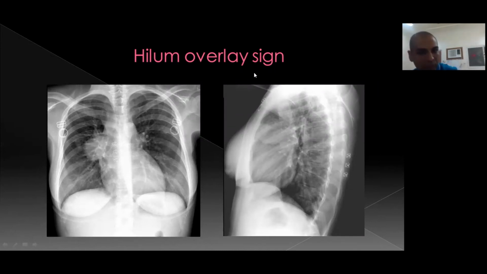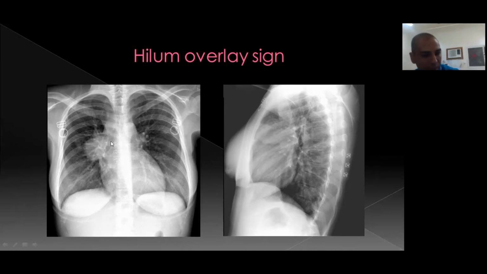What does it mean, hilum overlay sign? If you have a mass like this, as we discussed before, and you can see the hilum, it is not a hilar mass. It's the hilum overlay sign. It is overlapping over the hilum, maybe anterior mediastinum, maybe posterior mediastinum, same as we discussed before. This is what we call the hilum overlay sign.